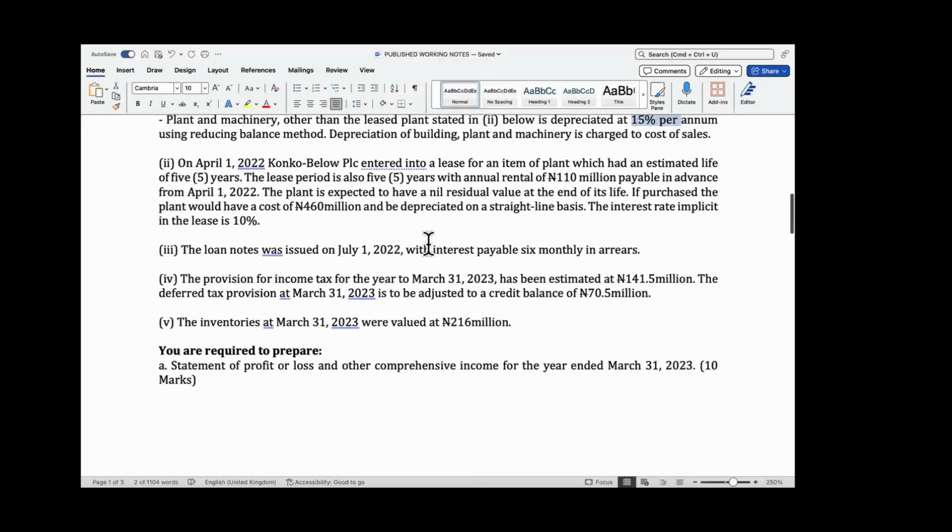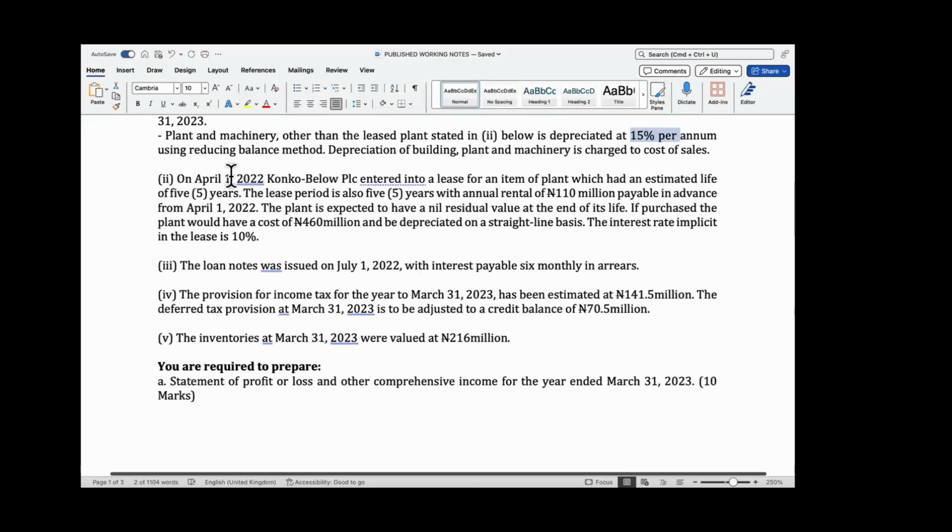Note 2. It says on 1st April 2022, Concom Below PLC entered into a lease for an item of plant with an estimated life of 5 years. The lease period is also 5 years, with an annual rental of 110 million payable in advance from the beginning of the year. The plant is expected to have a nil residual value at the end of its life. If purchased, the plant would have cost 460 million and be depreciated on a straight line basis. The interest rate implicit in the lease is 10%.